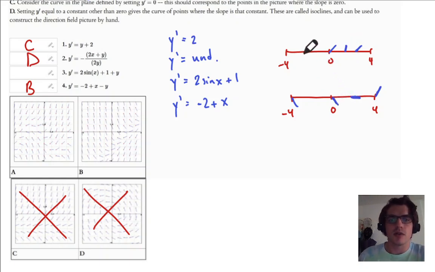If we go to negative pi, once again, it would be sine of 0, 2 times 0 plus 1 is 1, and negative pi over 2, sine of negative pi over 2 is -1, times 2 is -2, plus 1, and so we'd be down like that. And we can see that looks somewhat similar. This looks similar to what we've got here in A. Okay.